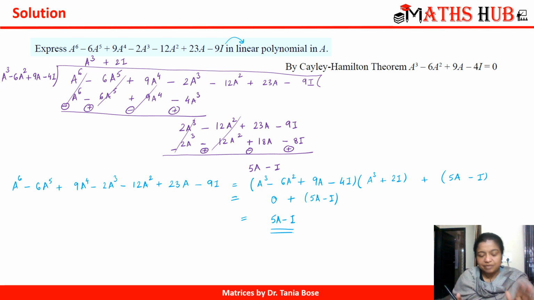So with the help of this question, you could understand what are the applications of Cayley Hamilton theorem. You can see that you can express a bigger polynomial in terms of a reduced polynomial. You can find the inverse of a matrix, right?